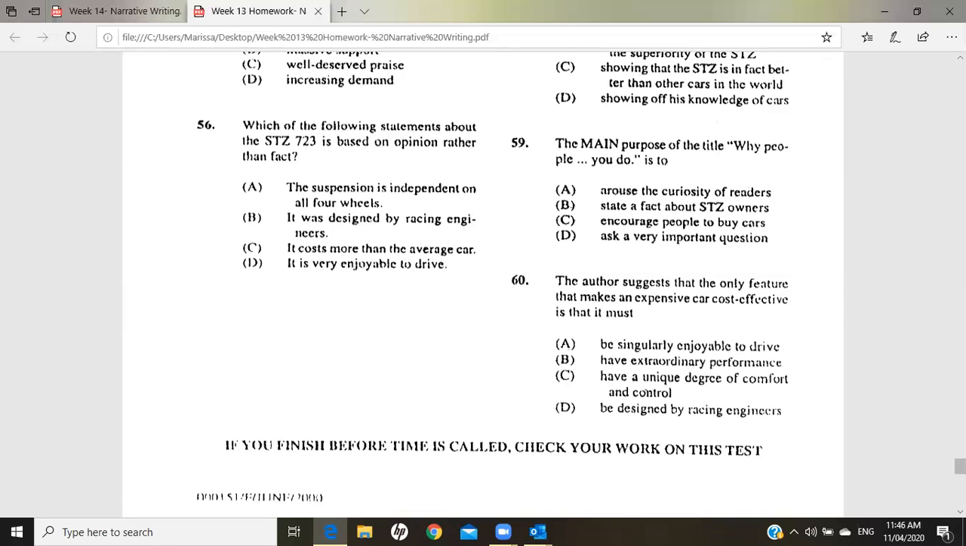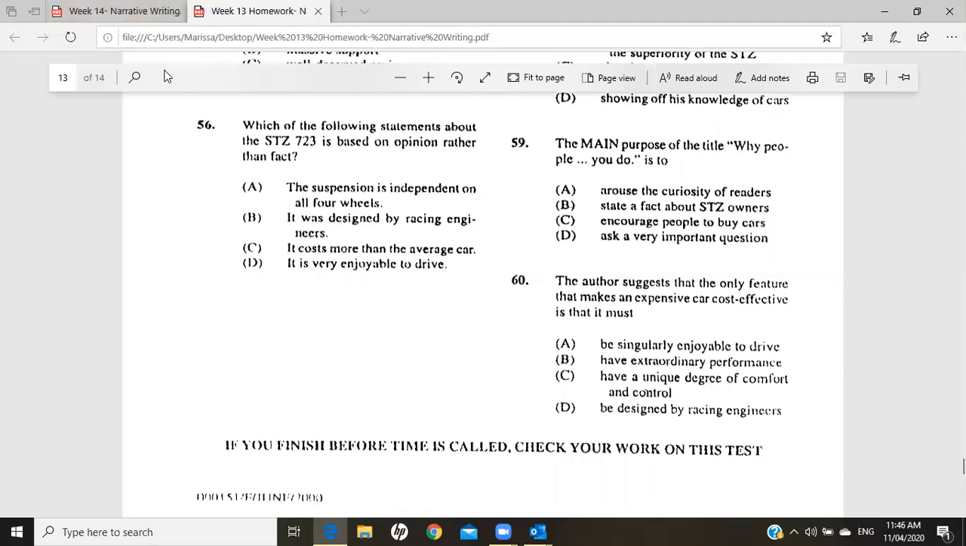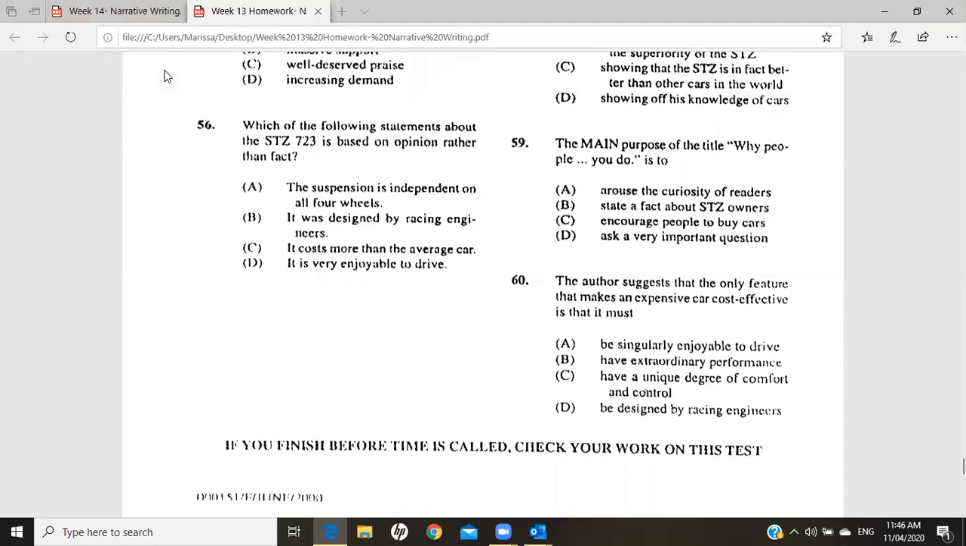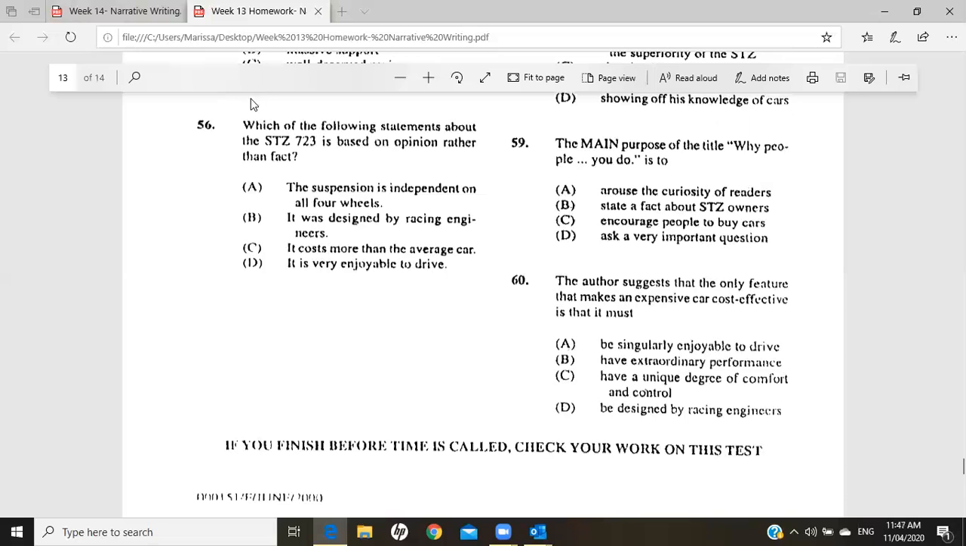And the last one, Joshua will answer this. It says the author suggests that the only feature that makes an expensive car cost effective is that it must what? So Joshua says B. It's not B, Joshua. What makes a car cost effective? The only feature that makes an expensive car cost effective. Anybody knows? A. It must be singularly enjoyable to drive.